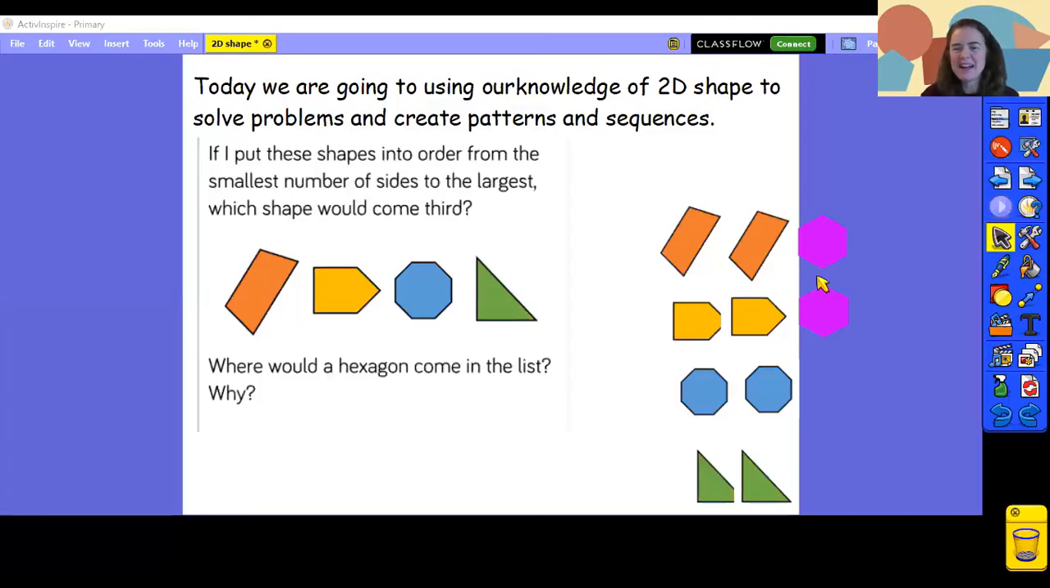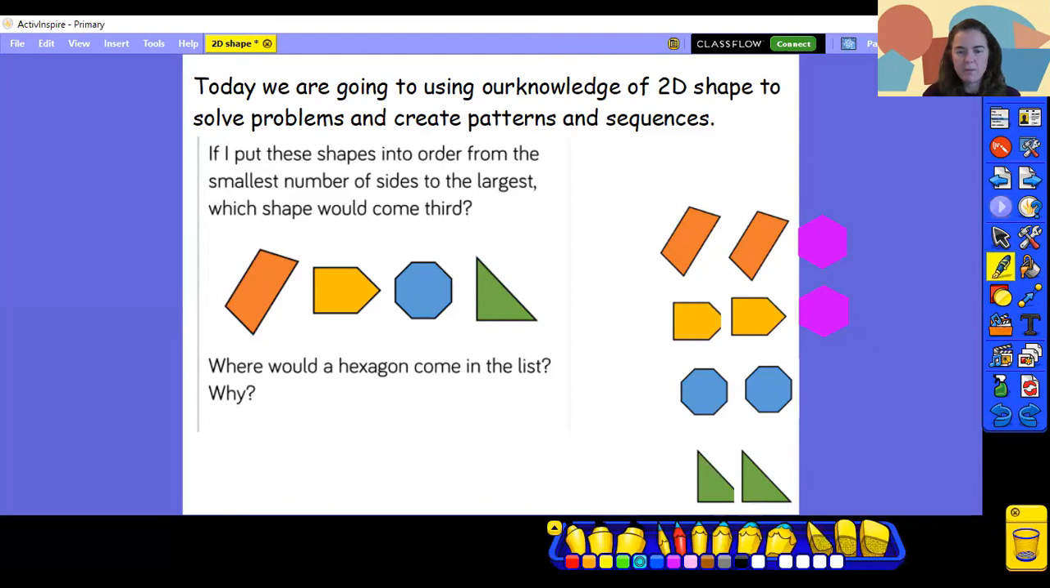Okay, welcome back. Hopefully you've had a chance to look at this problem. So let's unpick it together. So it says, if I put these shapes into order from the smallest number of sides to the largest, which shape would come third? So there's a couple of things we need to think about first before we can solve this problem. One of the things we need to know is what this means, third. What does it mean by coming third?